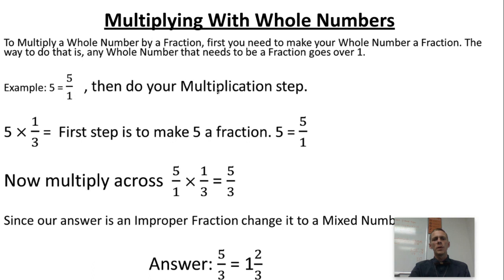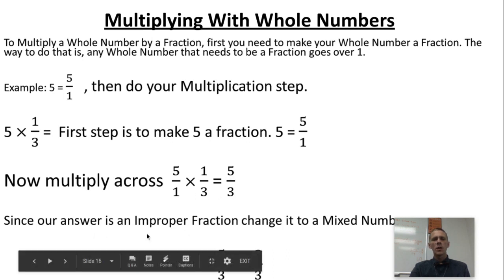And then you do your multiplication step. So for example, 5 times 1/3. First, take the 5 and make it a fraction by putting it over 1. Now we multiply across. So we have 5/1 times 1/3. So 5 times 1 is 5, and 1 times 3 is 3.